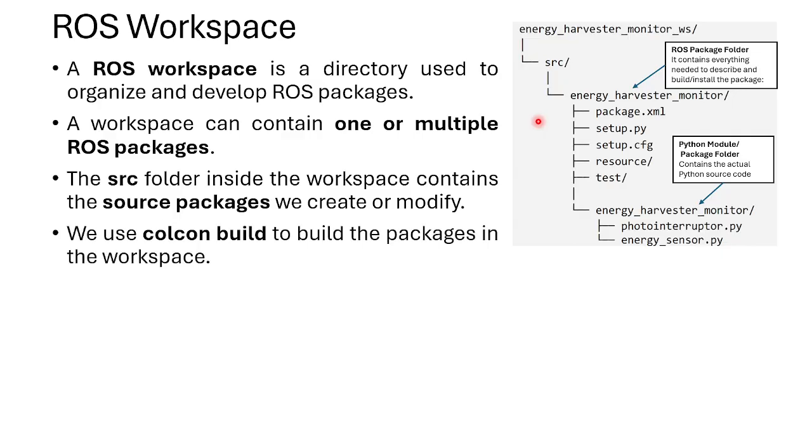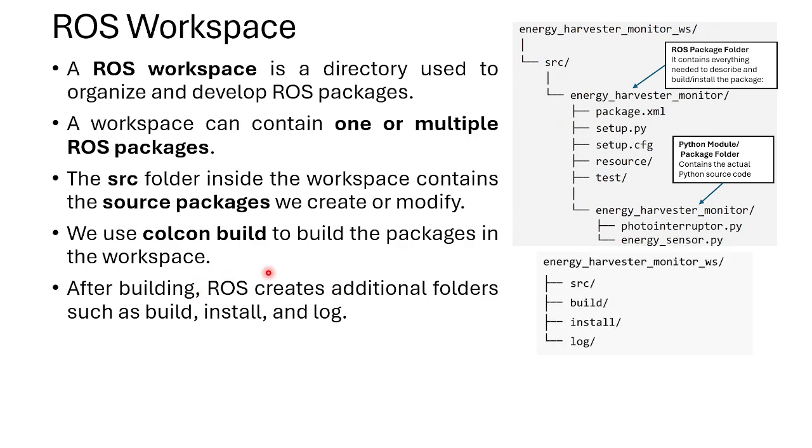Then after we have created the source folder, we will have to execute this command, which is called colcon build, and this builds the packages in the workspace. Here in the second image, we can see that this is the same energy harvester monitor workspace, and under that we had this source folder, and as I detailed it, we can see what's inside this source. Say we have suppressed these so that we don't see the details, so we have just this portion from the previous step.